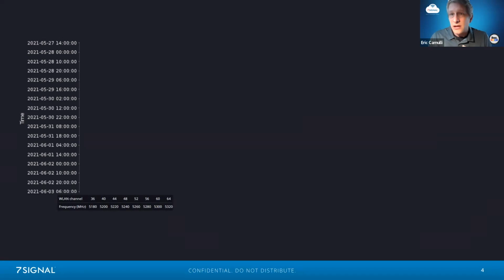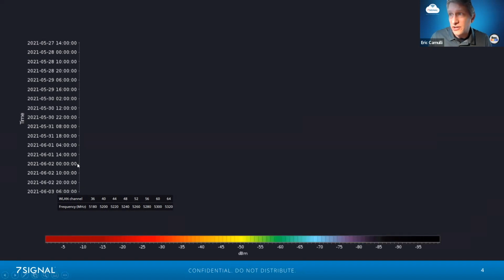Now, on the x-axis, we've got the channels. You can see here channel 36, channel 40, this is 5 gigahertz. Then we use color to help us measure the magnitude of the signal, with red being really hot, a strong signal, going all the way down to the blue, the turquoise and the purple, where it's much cooler. There isn't a lot of signal. So we use all 3 of these elements to help us understand what's going on.